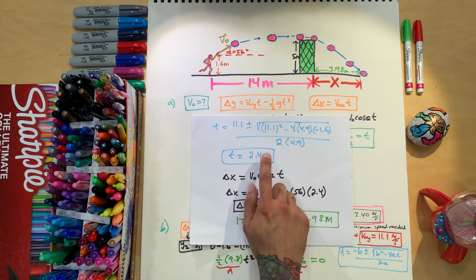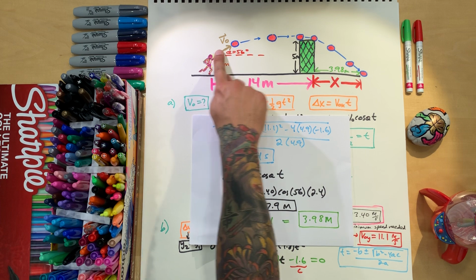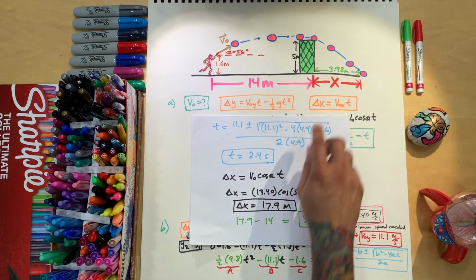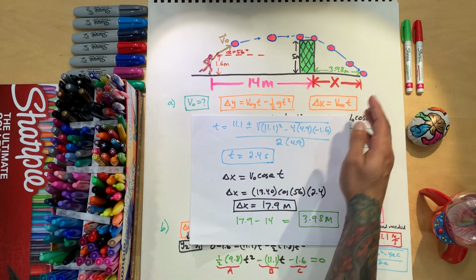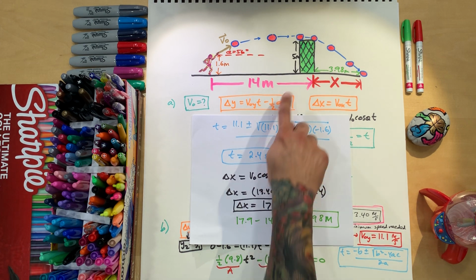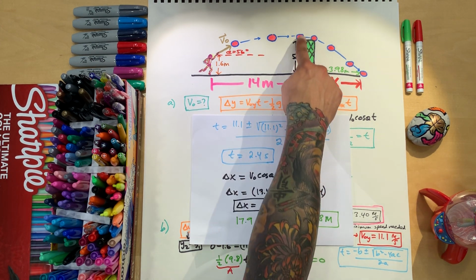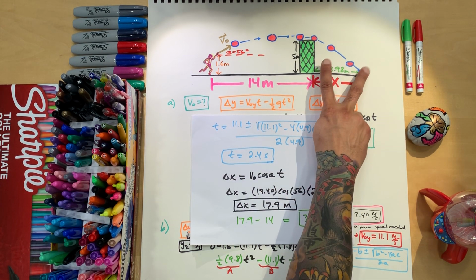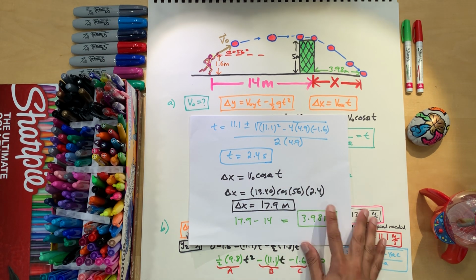But look back at the time that you used. The time starts from here and goes all the way to the end, so it makes sense that this is the whole thing. Subtract it from 14, and you're going to get just the remaining distance here.